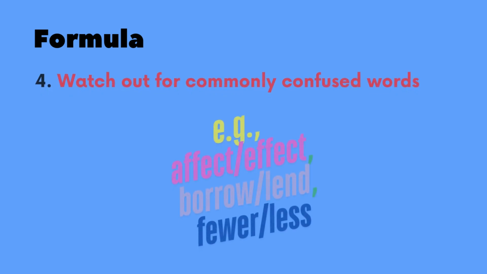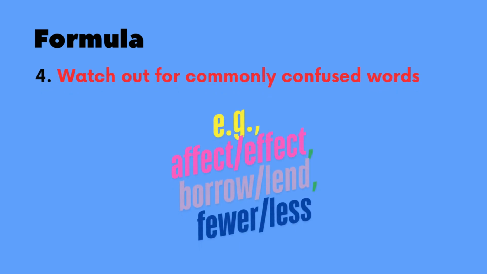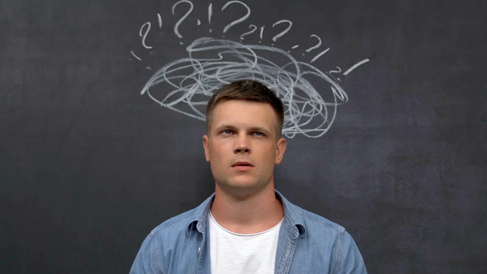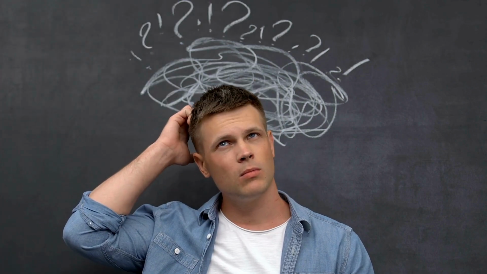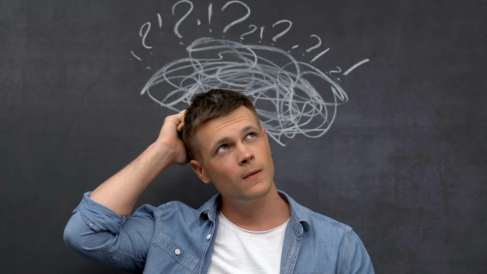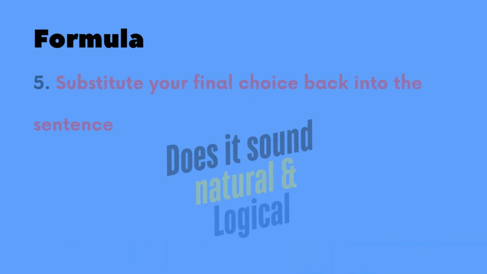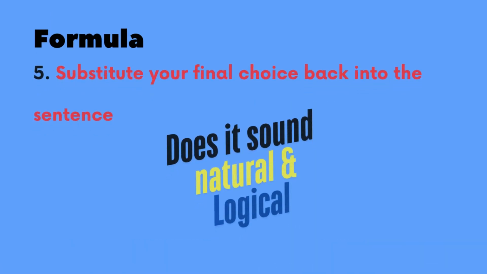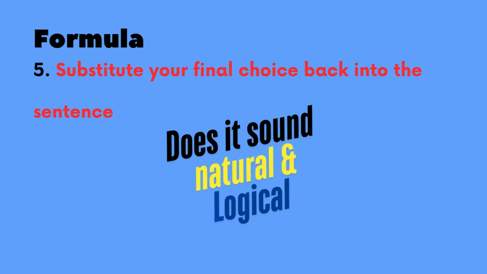And then fourthly, you watch out for commonly confused words. So words such as affect or effect can be confusing sometimes, even when we use them in our day-to-day language. We also have words like borrow and lend. Sometimes you have fewer or less. These can also be confusing, and there are a ton of these in the English language.